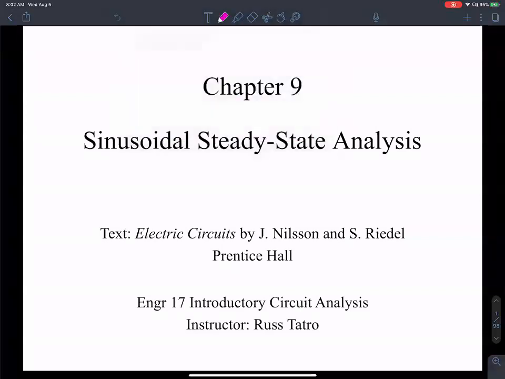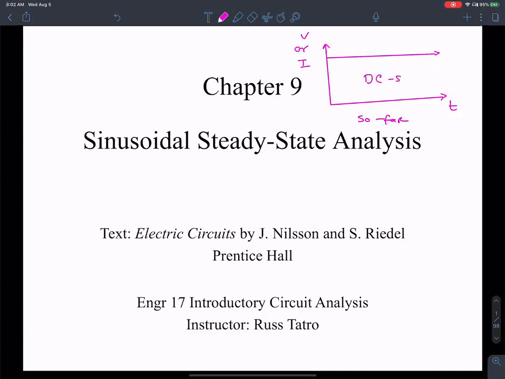The idea is that so far we have only been looking at DC sources. So far, we have only been looking at sources whose voltage or current is constant with respect to time. These are called DC sources. In this chapter, we're going to look at AC, or time varying signals.